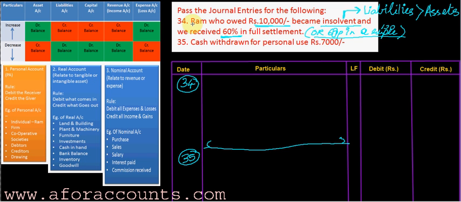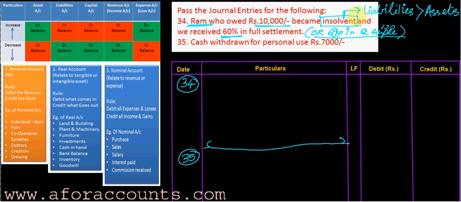So who is Ram for me? First tell me who Ram is. Ram is my debtor. Ram, who owed rupees 10,000, means he was a debtor to me and he owed 10,000. I had to take back 10,000 from him. He became insolvent. When does a person become insolvent?